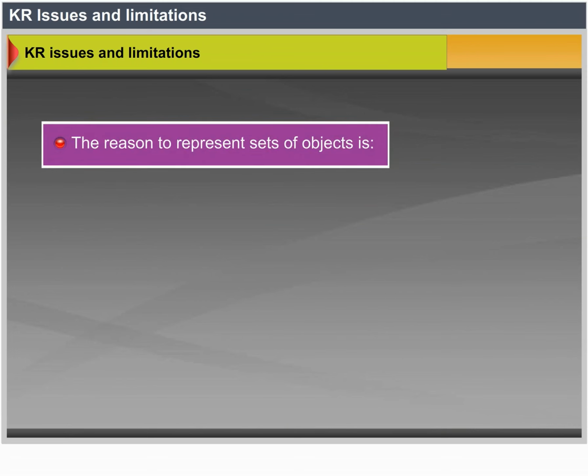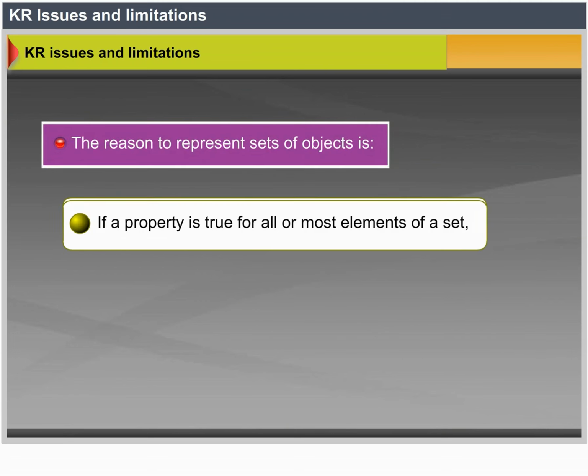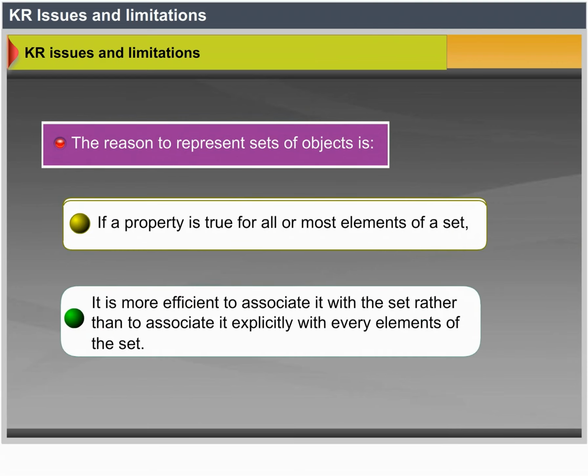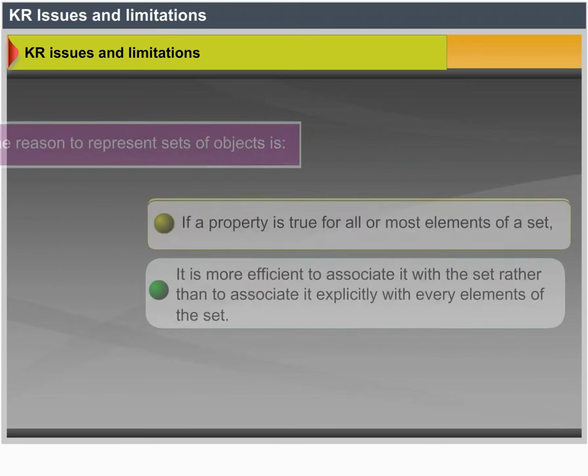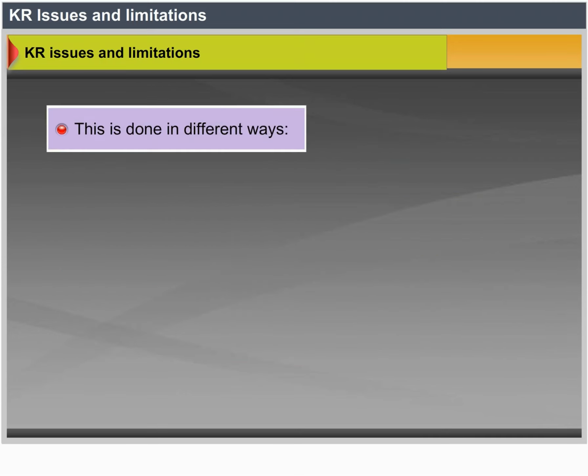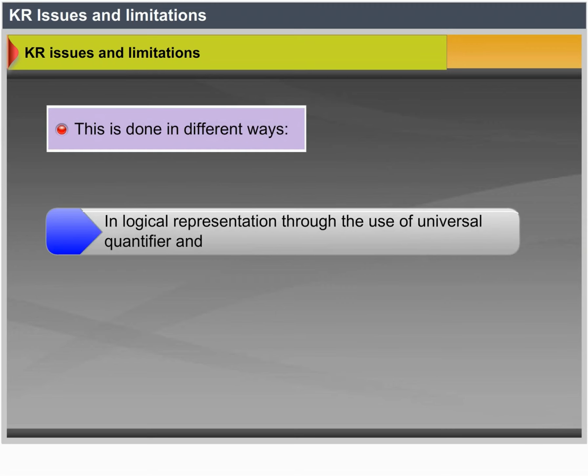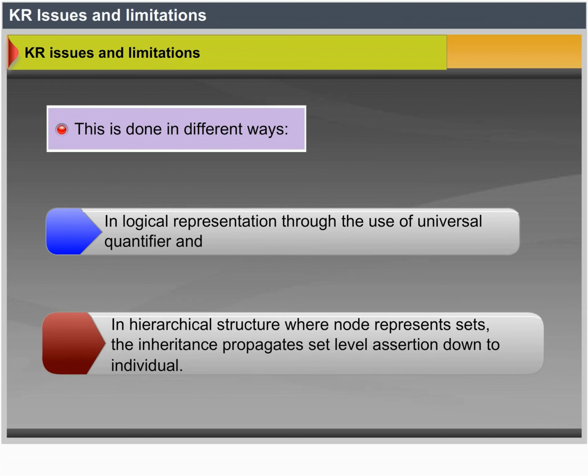The reason to represent sets of objects is that if a property is true for all or most elements of a set, it is more efficient to associate it with the set rather than to associate it explicitly with every element of the set. This is done in different ways: in logical representation through the use of the universal quantifier, and in hierarchical structure where nodes represent sets, the inheritance propagates set-level assertions down to individuals.